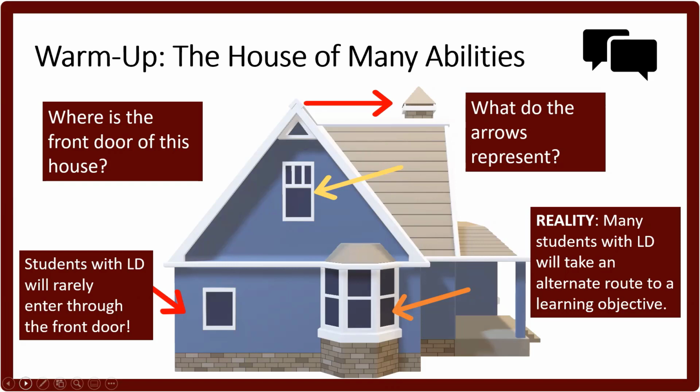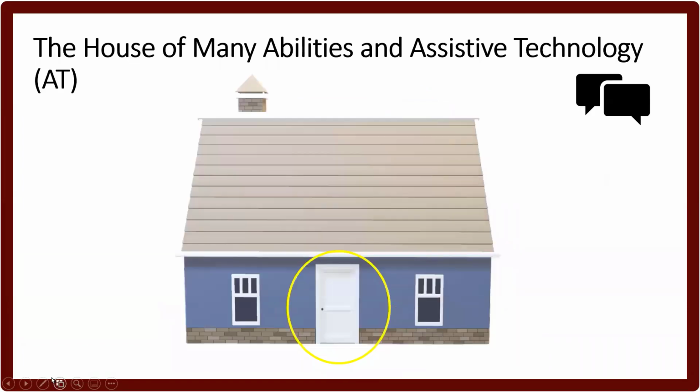And they will find a way to get into the house and open that door and find that learning objective. But it can take longer. So this is where assistive technology comes into play. So let's go to the house this time. Here's the door. Now we see the door. So what does assistive technology do?